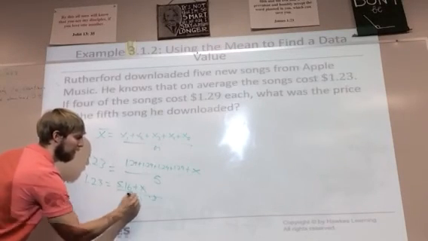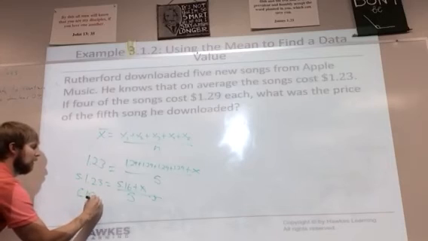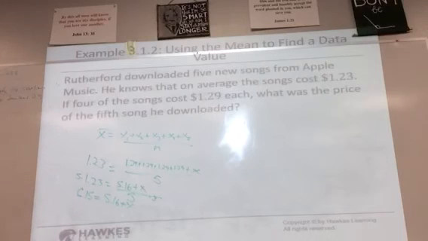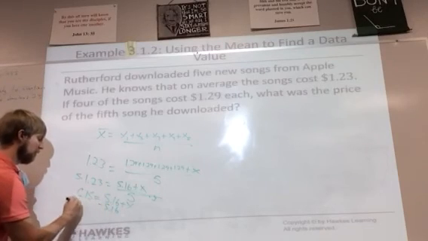So times 5 cancels those. Times 5 over here. Okay? 123 times 5. What are we getting? 615. So 615 equals 516 plus x. Ava, how do I finish that off then? Subtract 516 from this side. Yeah, 516, right? That's a good one. Subtract 516 from both sides.